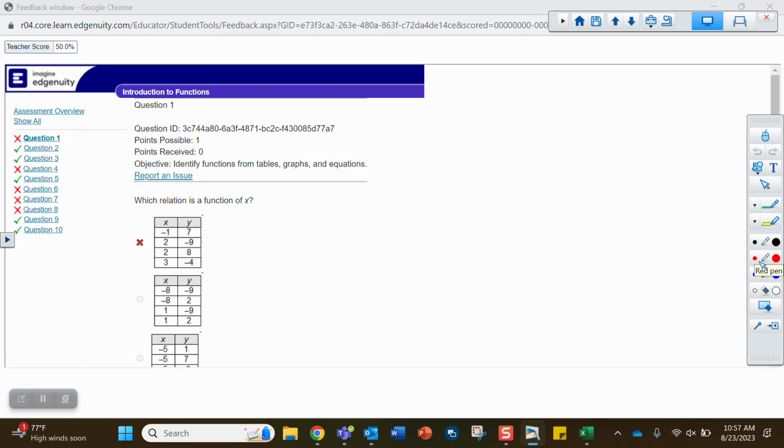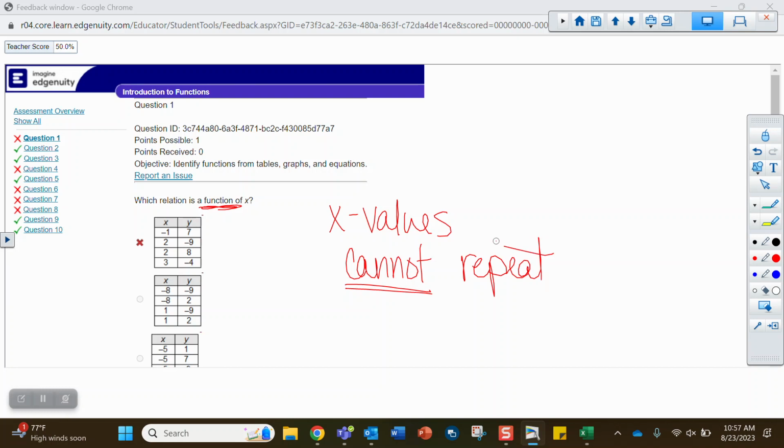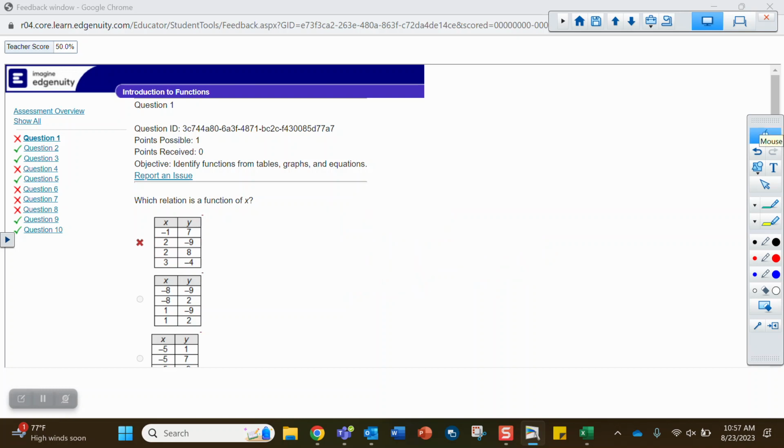So this one asked you which relation is a function. When we're talking about a function, we have to remember that x values cannot repeat. As I look at the table you selected, there are two 2's in that table. So that one won't work.